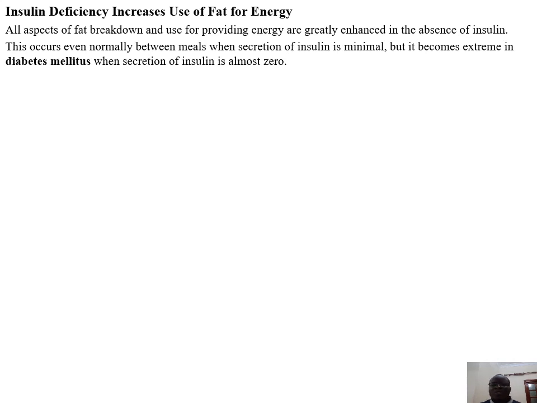So if the secretion of insulin is almost zero, the body cells are mainly using fat as a source of energy. That's why diabetic patients sometimes lose a lot of weight. Even though they have higher blood glucose levels, that glucose can't enter the cells because there is no insulin to open up the cells. So the body cells now will be using more fatty acids. You start using your fat deposits, you start using your protein deposits, then you start losing weight.